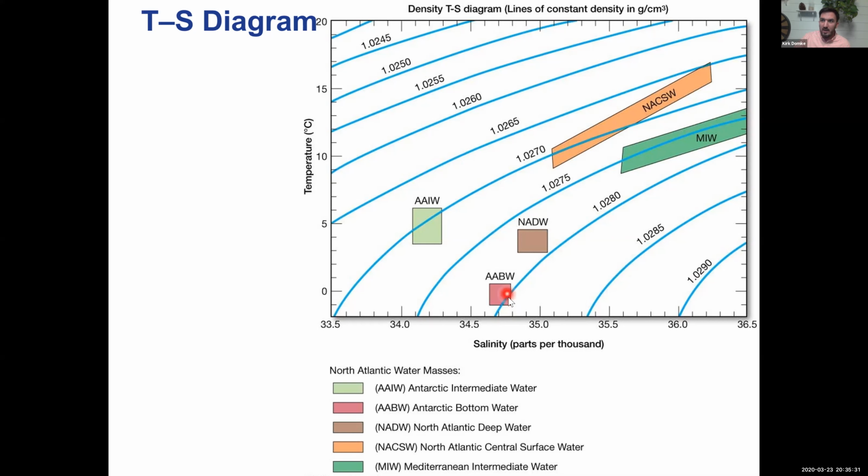Why is it the densest one? Is it the saltiest of these three? No, it's not. You can see the North Atlantic deep water has a salinity closer to 35 parts per thousand. Antarctic bottom water is a little bit less salty than that. But what it does have, the advantage it does have over the other two masses, is it's colder. It's actually at zero, if not slightly below zero temperature.